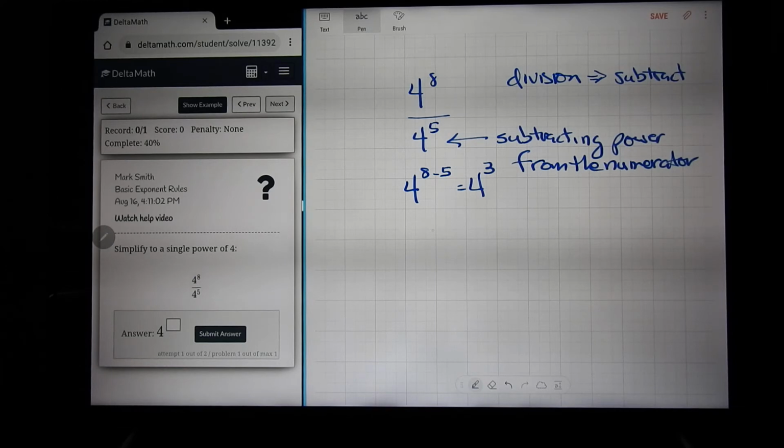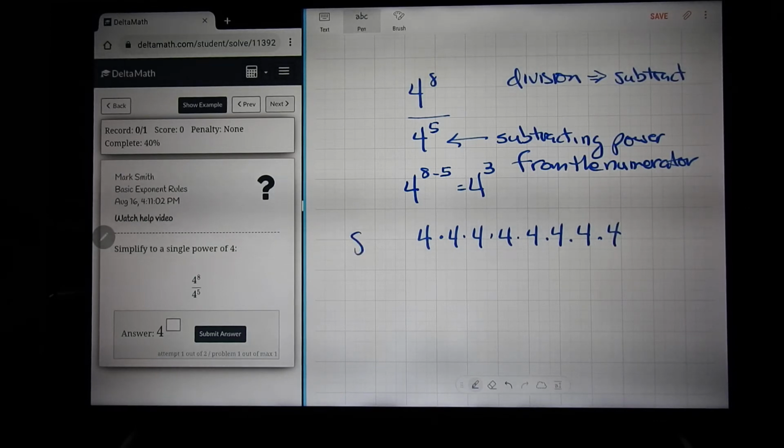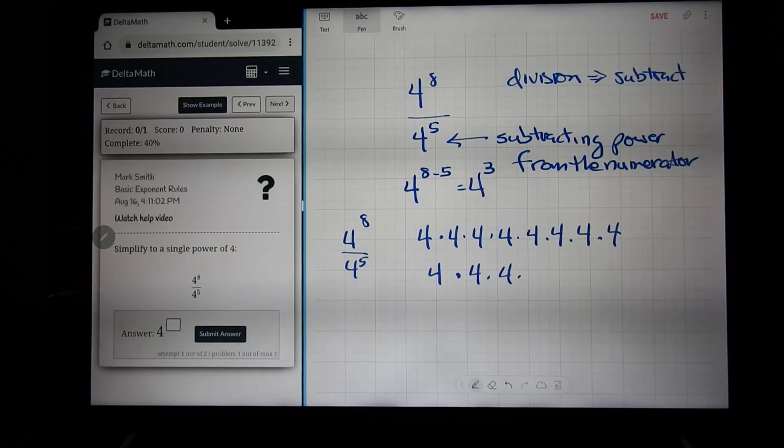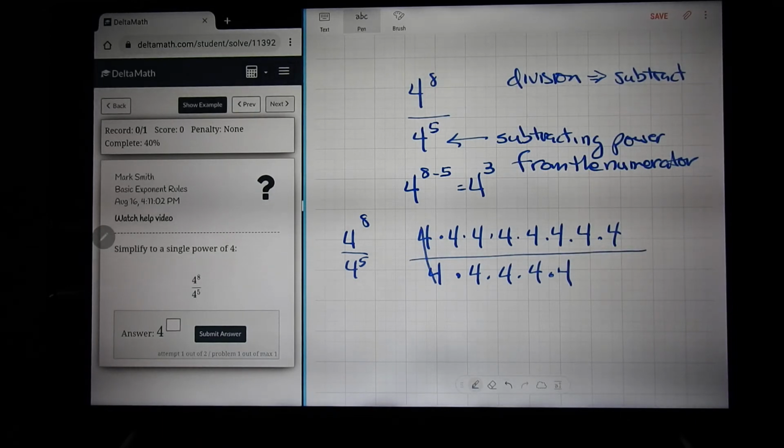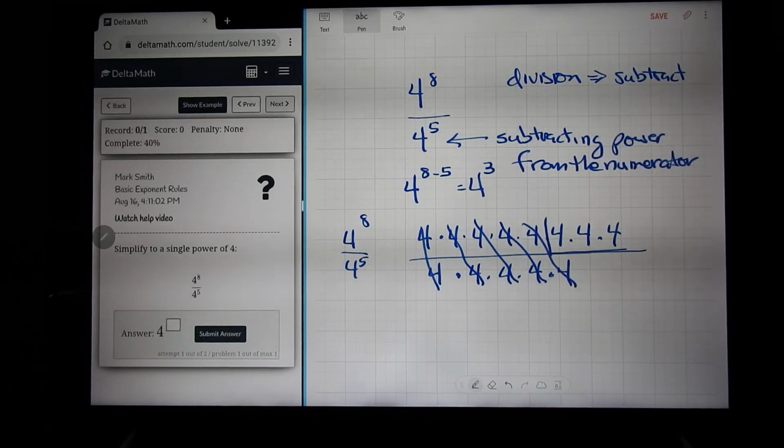If you want to think about the way that works, the top has 8 fours: 1, 2, 3, 4, 5, 6, 7, 8. That's what 4 to the 8th means, and 4 to the 5th means 1, 2, 3, 4, 5 of them. What we can do is cancel these out, and all we have left up here is 3 4s, and 3 4s is equal to 4 to the 3rd.